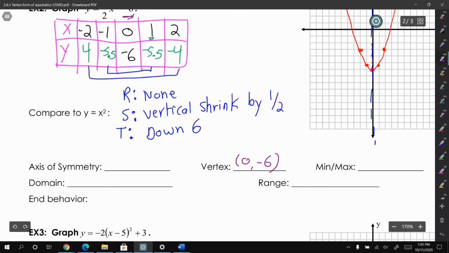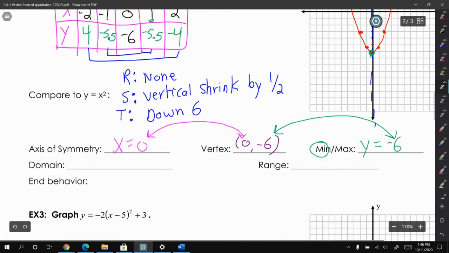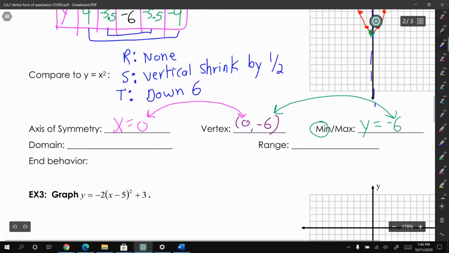Axis of symmetry, x equals 0, because remember these should match. Min or max, well, we have a bottom here, so that means it is a minimum value, and it's at y equals negative 6, because then these should match. Domain, negative infinity, comma, infinity. Range, this function is opening upwards, so that minimum value is the smallest y value, and the y values go all the way up to infinity.